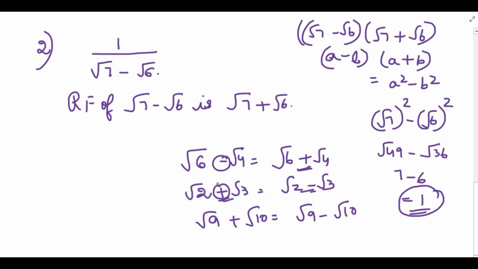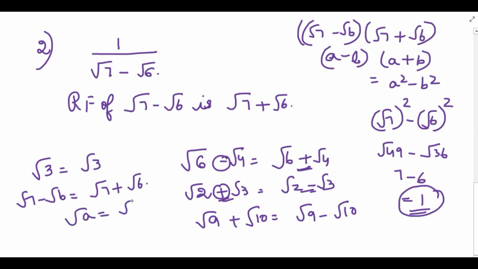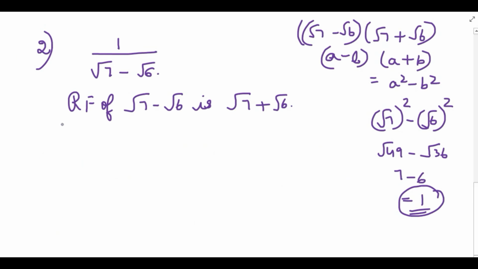And in the previous sum, we have seen that the rationalizing factor of root 3 is root 3 only. Same way, here we have seen the rationalizing factor of root 7 minus root 6 is root 7 plus root 6. So in general, I can say the rationalizing factor of root A is root A, and of root A plus root B is root A minus root B, or of root A minus root B is root A plus root B. So we will multiply the numerator and denominator with the rationalizing factor.